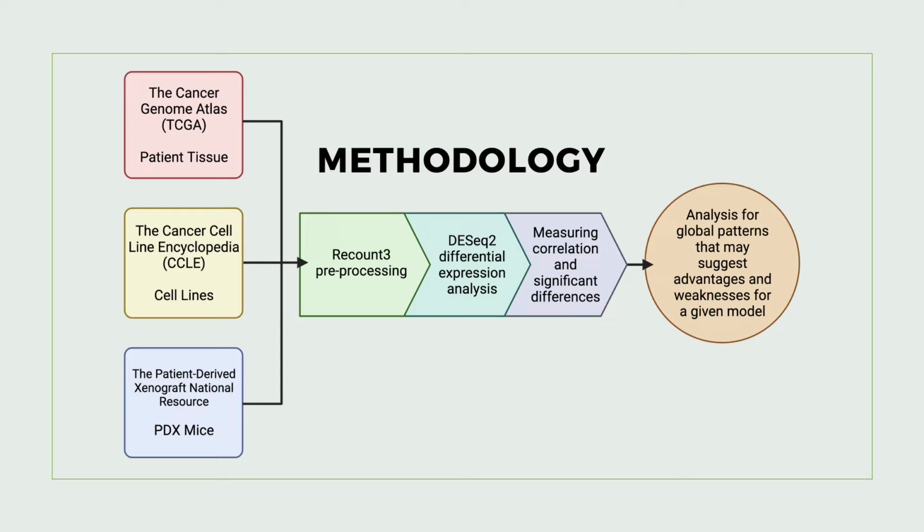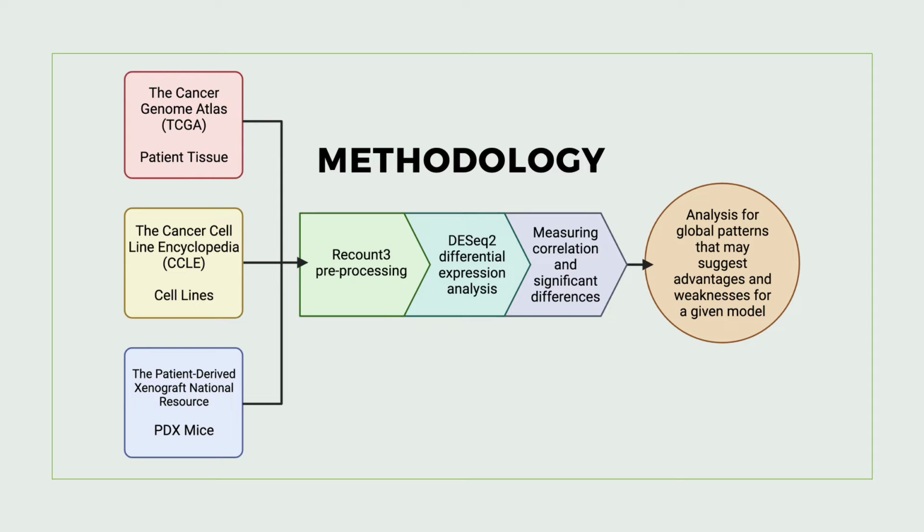Unfortunately, due to lack of availability from any single source, our patient tissue and model samples did have to come from 3 different public data consortia, which are the Cancer Genome Atlas, the source of our patient tissue samples, the Cancer Cell Line Encyclopedia, which, as the name entails, provides cell line samples, and the Mayo Clinic's Brain Tumor Patient-Derived Xenograft National Resource, which is the source of our PDX mice samples.